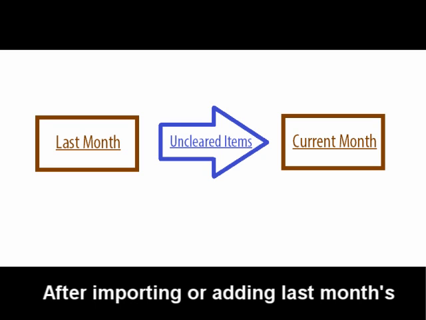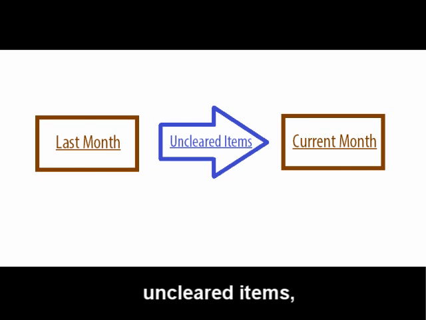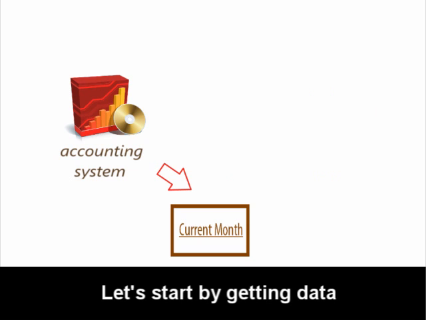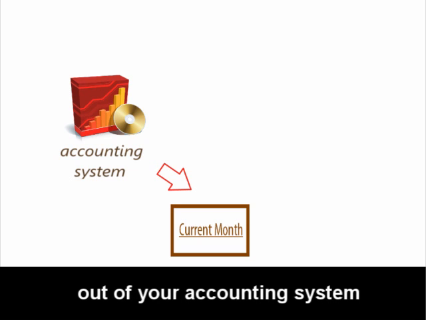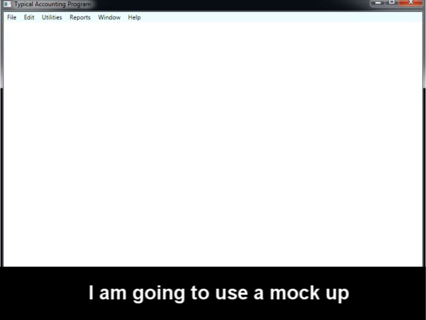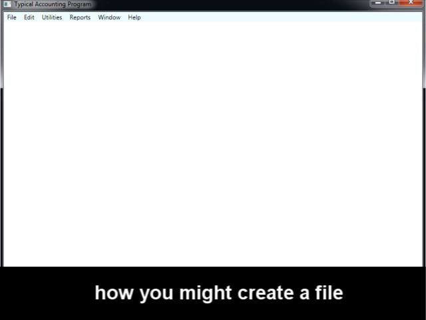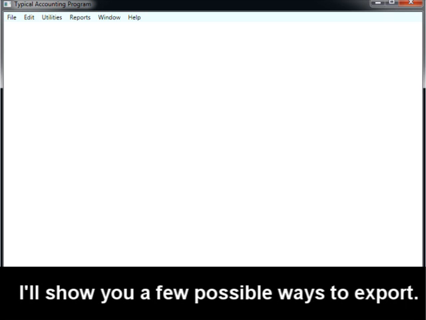After importing or adding last month's uncleared items, it is necessary to add the current month's data. Let's start by getting data out of your accounting system and into ClearRec. I'm going to use a mock-up of an accounting system to show you how you might create a file to send to ClearRec. I will show you a few possible ways to export.